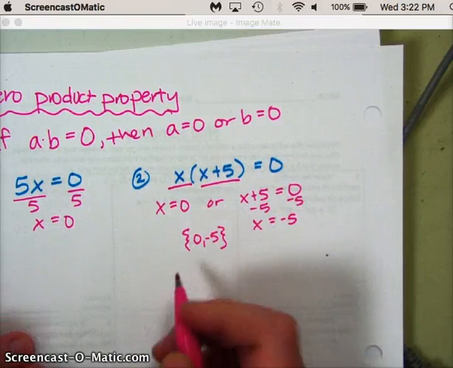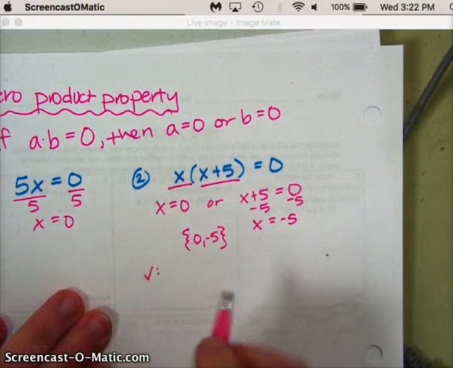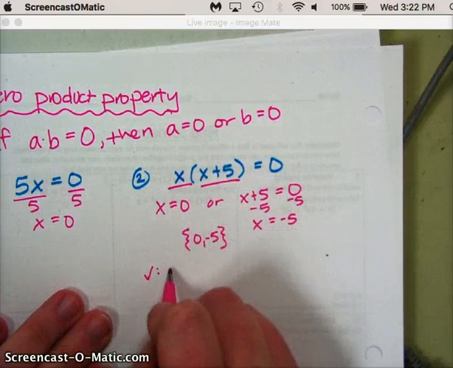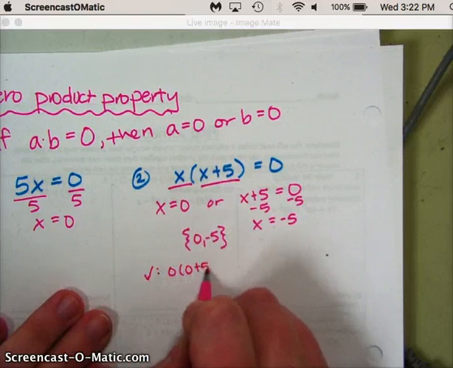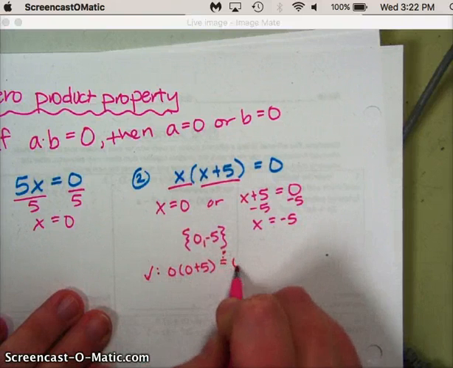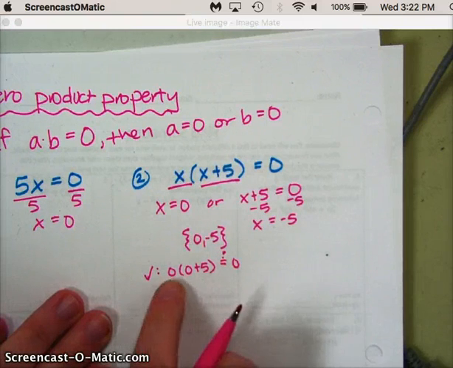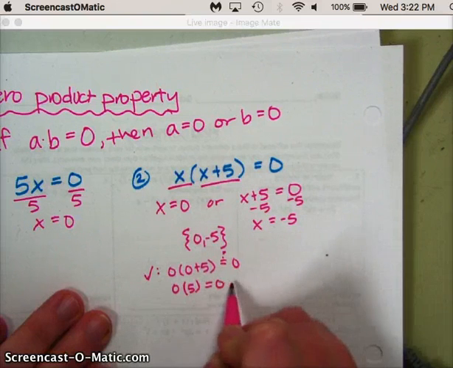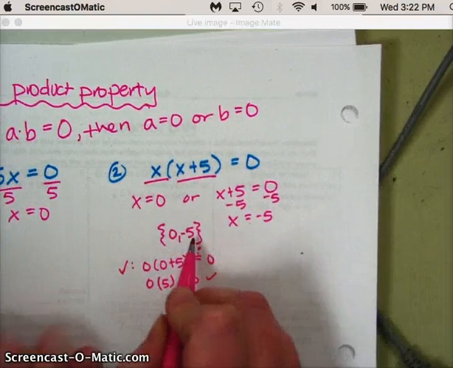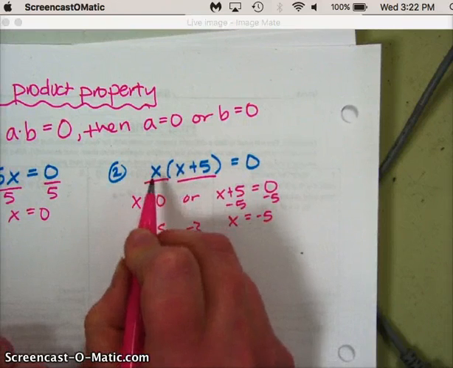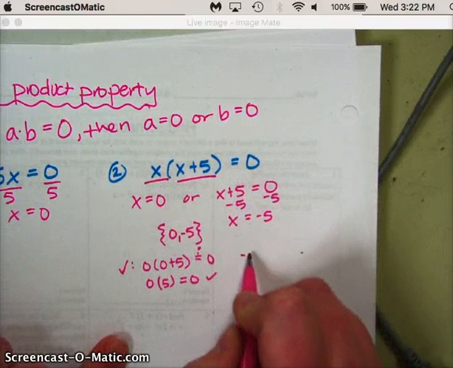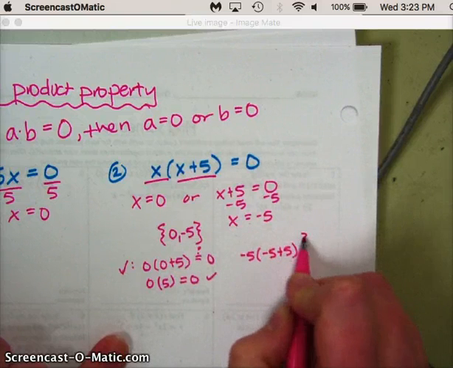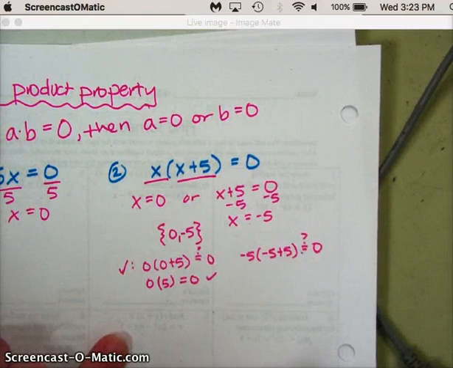Okay. So just to check our answers, what if I put 0 into this equation? Would it make it a true statement? Okay, that would look like 0 times 0 plus 5. Does that equal 0? Okay, well 0 is 0, 0 plus 5 is 5, 0 times 5 is 0, so that works. How about if I put in -5? If I substitute -5 in for x, that would look like -5 times -5 plus 5. Would that also equal 0?